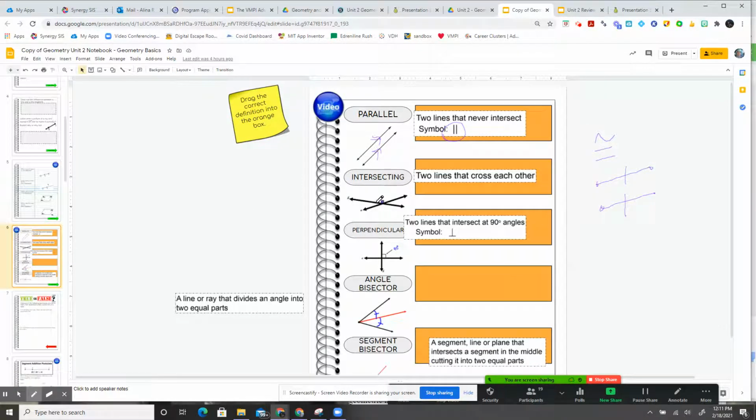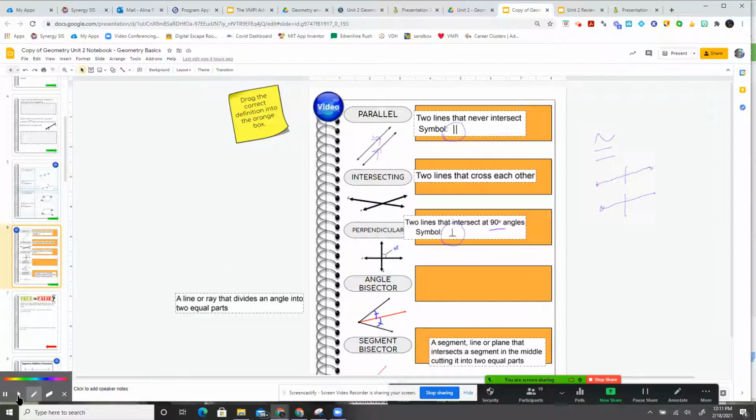Intersecting lines cross each other. Sometimes they have acute angles, and sometimes they have obtuse angles, and sometimes they have right angles. Remember, perpendicular is always right, and it's marked with that symbol. We gotta know those symbols, okay?